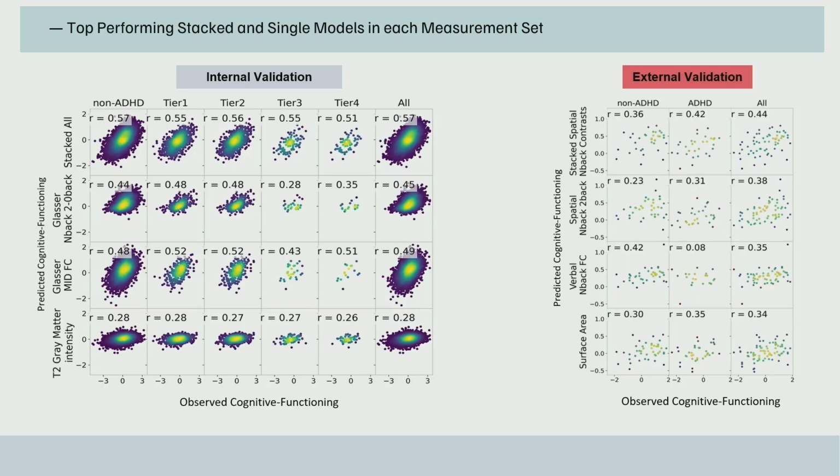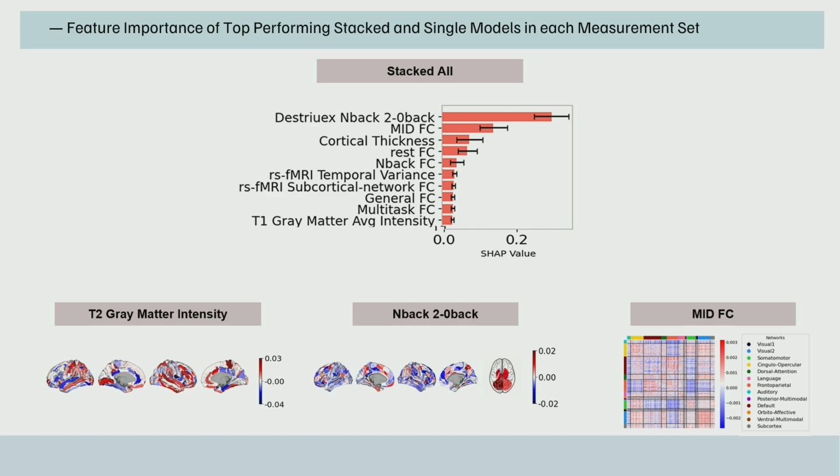So here you can see that for both internal validation and external validation, our top performing stacked models outperformed single models. So stacking helped boost the prediction, not only overall prediction, but also the prediction within each of our ADHD groups. And finally, we also looked at the feature importance of our models, both single and stacked all.